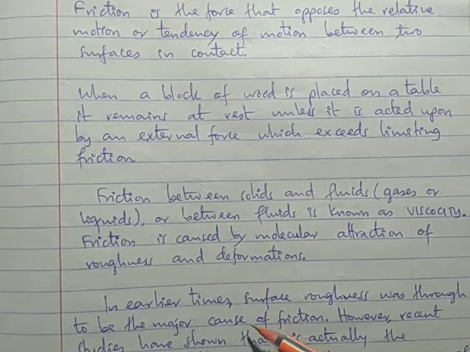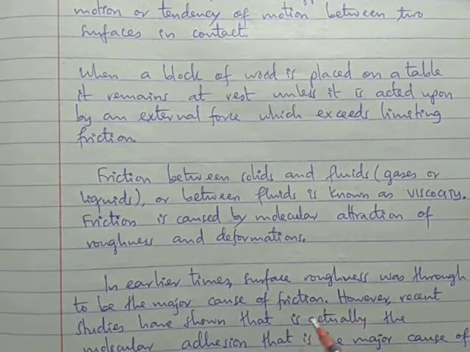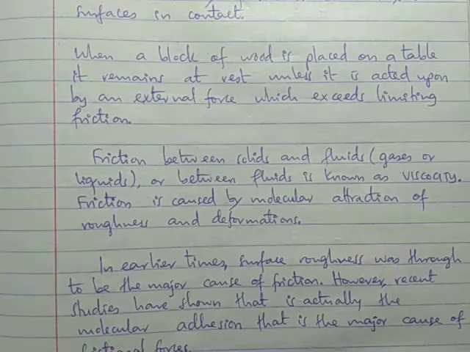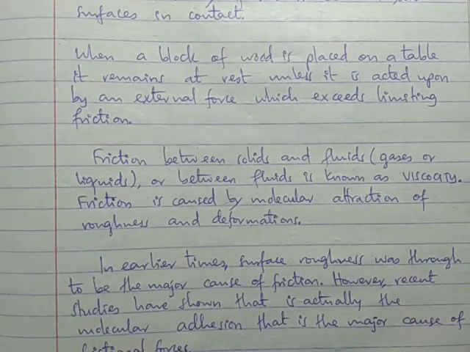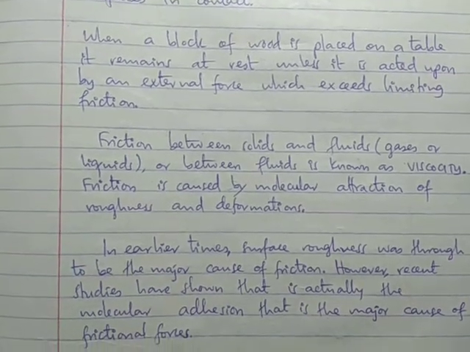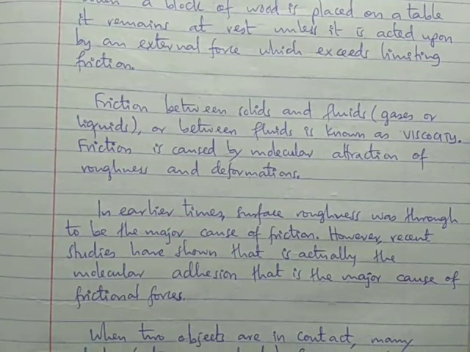So in earlier times, surface roughness was thought to be the major cause of friction. In earlier times, they believed that because all surfaces are rough, it is the roughness that causes the frictional force between two substances or between two bodies.